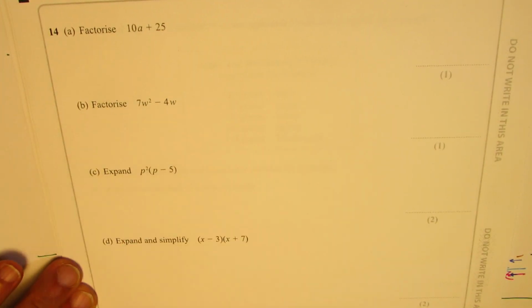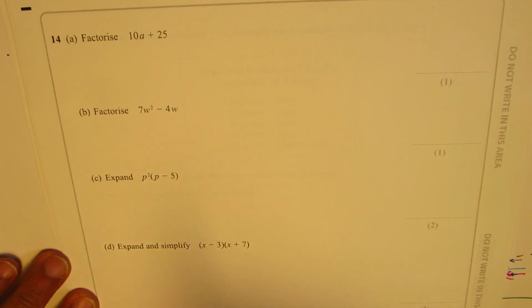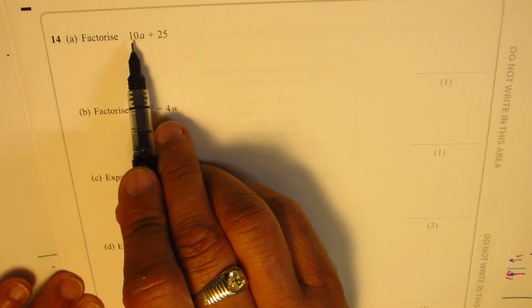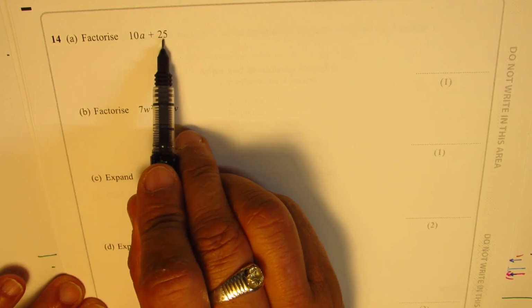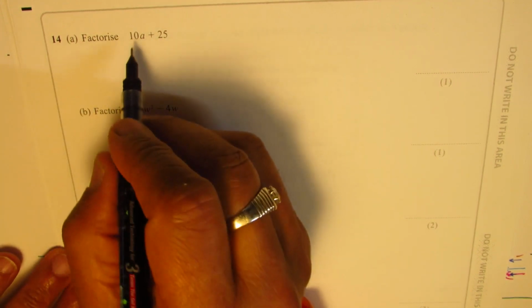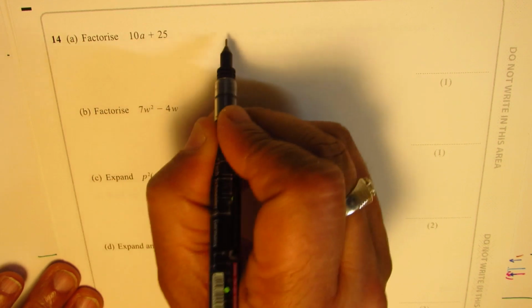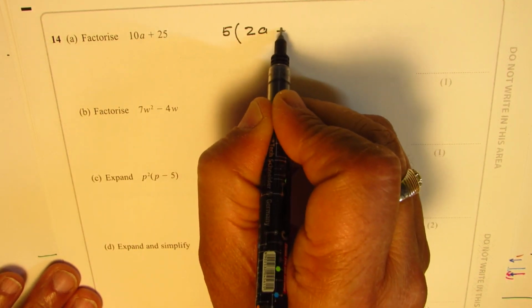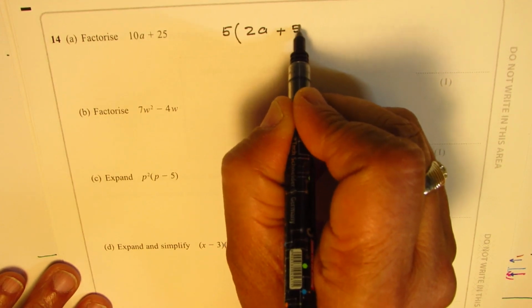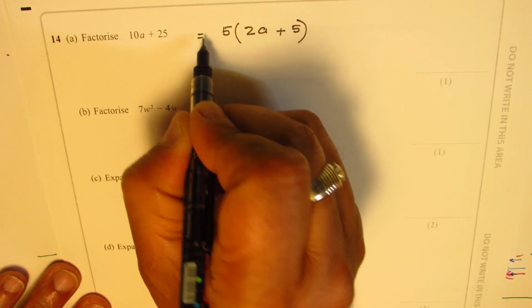Question number 14 is factorize. Now here we'll see in these two examples how to factorize. In factorization, we take common factors. 10a plus 25. Now 5 is common, correct? You could write this as 5 times 2. So 5 is common. So it becomes 5 times 2a plus 5 times 5 is 25. So that is your answer, right?